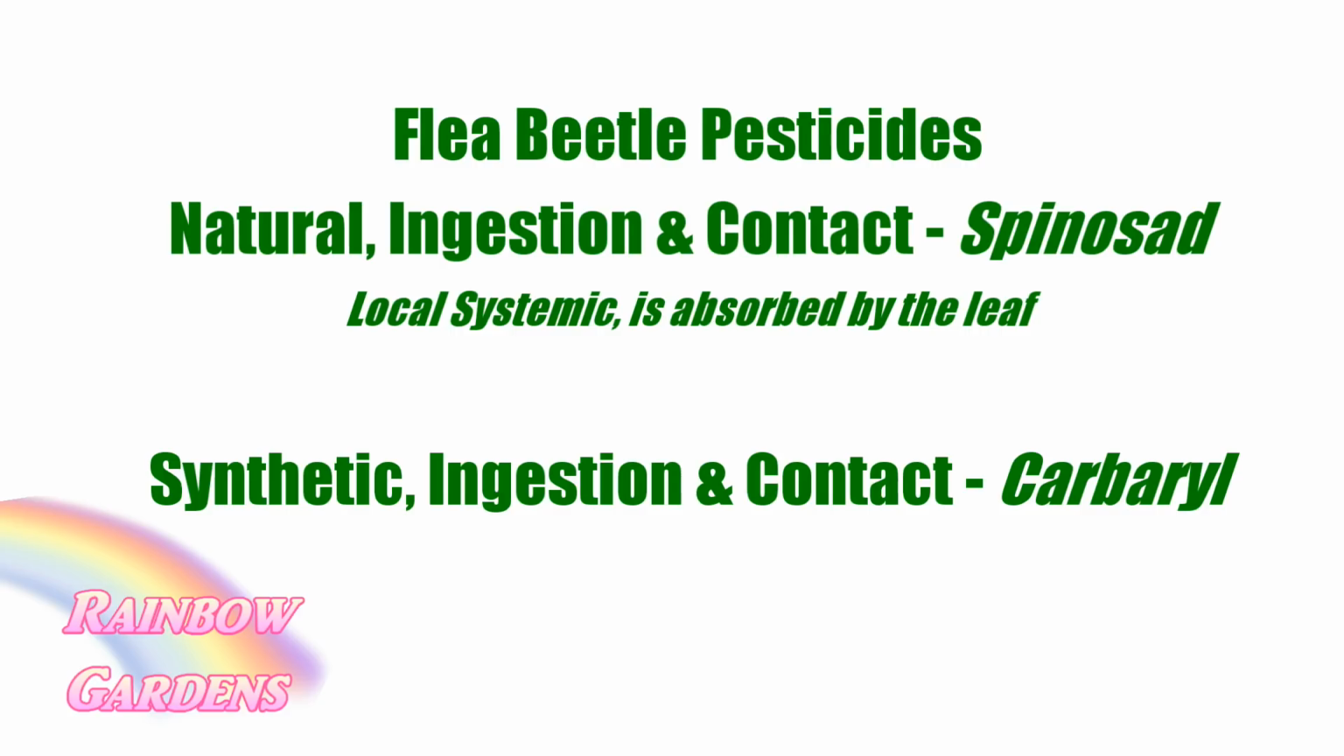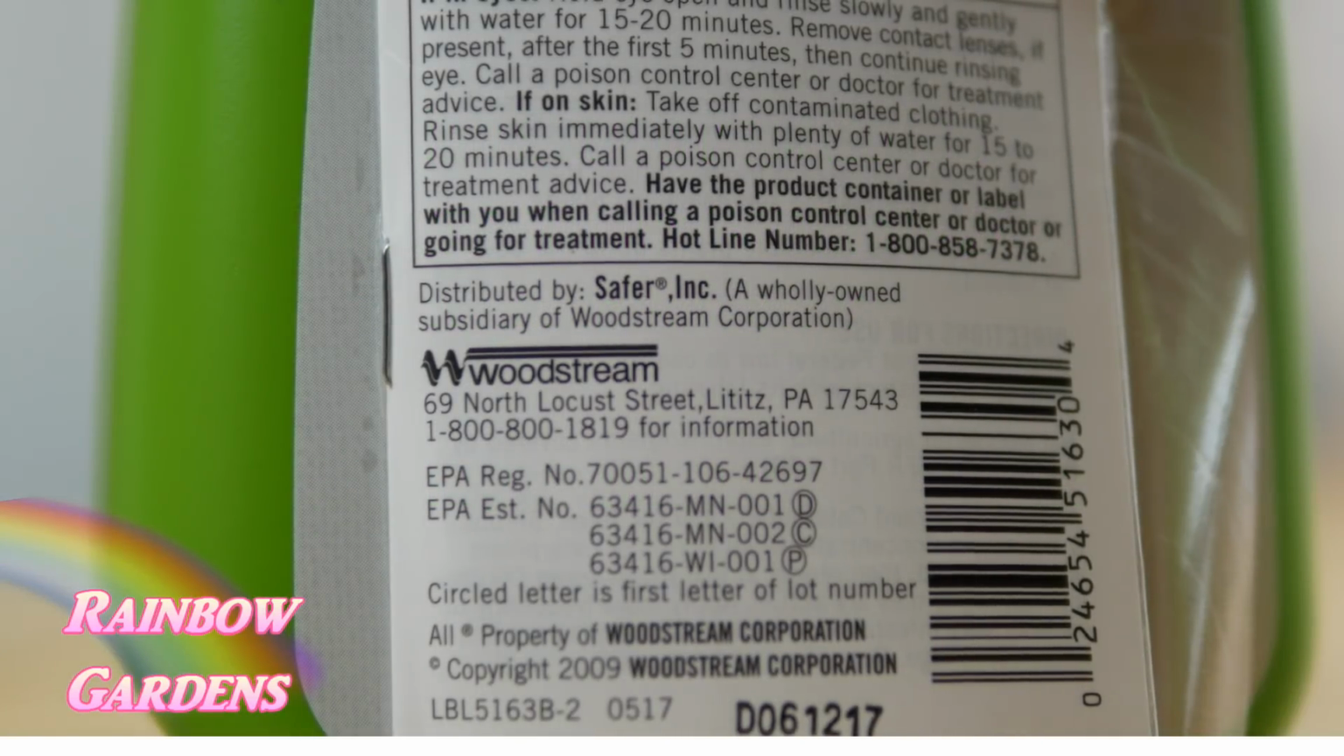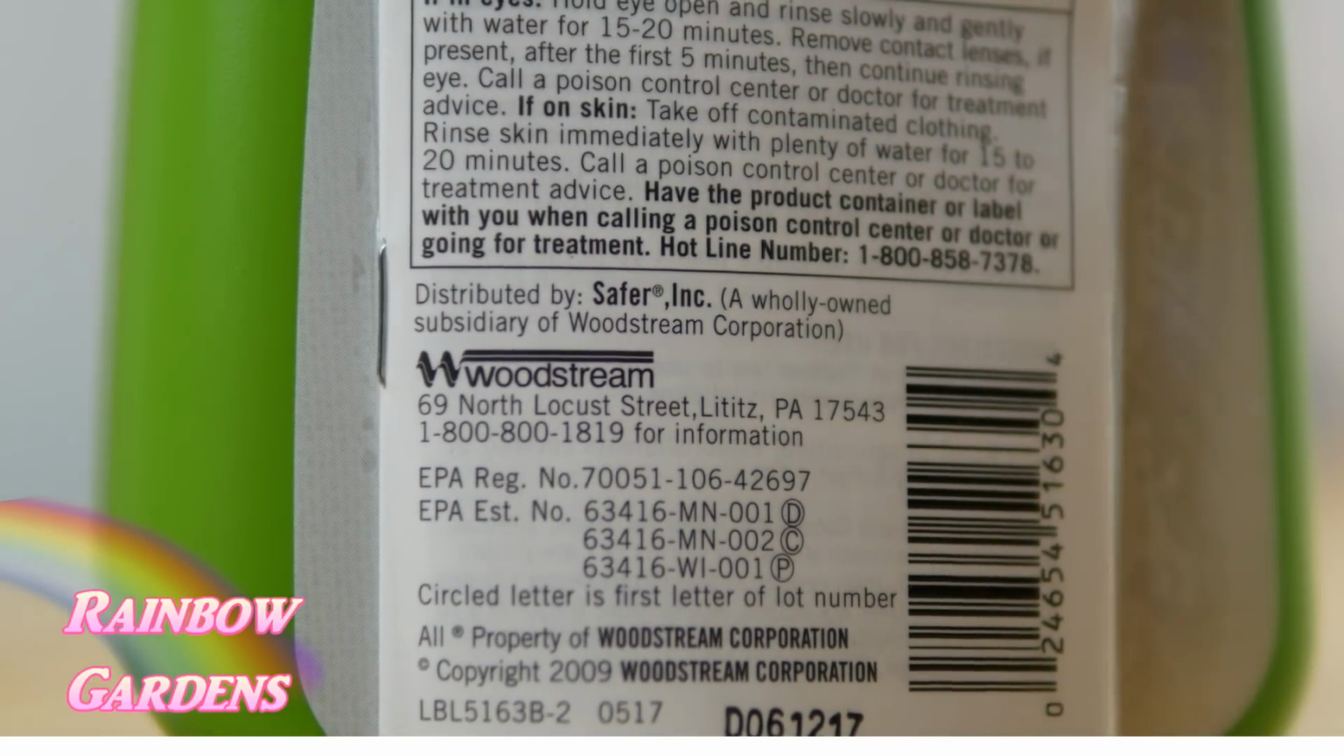Spinosad is a topical pesticide which you spray on your plant, and when the insect feeds on your plant, it will kill the insect. And it has a little bit of systemic activity, but it's local and it's where you sprayed it on the leaf. Now all of the pesticides I'm going over with you will have instructions on their labels as to how long you need to wait before you harvest.